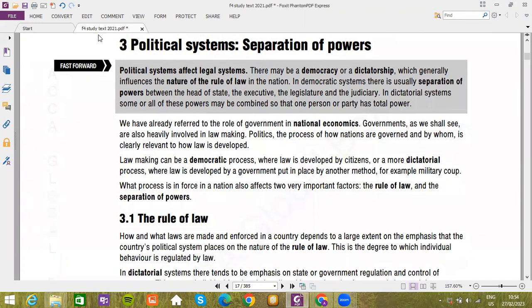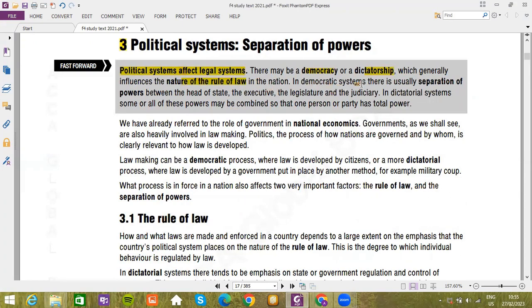Got it, guys? Yes. So we'll go to the third part now, that is the political systems, separation of powers. Political systems affect legal systems. The reason I'm doing this highlighting is so you'll remember it whenever you think about it. Political system affects legal system. There may be a democracy or a dictatorship, which generally influences the nature of the rule of law.